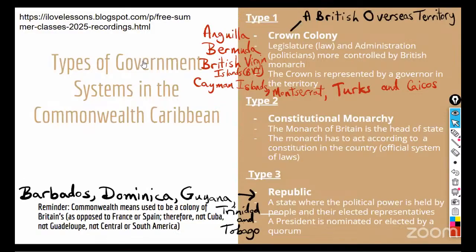English speaking part of the Caribbean, right? Yeah, I guess technically Belize is English speaking, but we don't think about it in social studies. Grenada is a constitutional monarchy, right? So any other territory that you think I have not included, check and see if you could find an independence date for it. If they have a year that they became independent, then they're not an overseas territory, right?